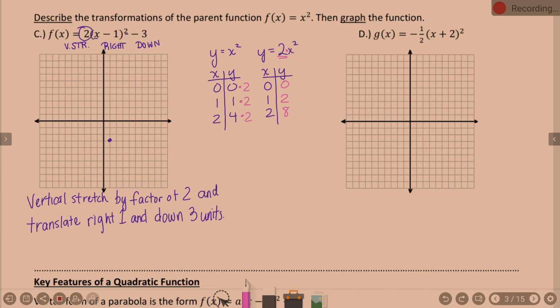Because it's a vertical stretch by a factor of 2, you multiply by 2 what you would normally go up. Does that make sense? That's how a stretch works. You're going to stretch it, in this case, by double the amount. If that was a 3 out front, we'd be stretching by triple the amount.